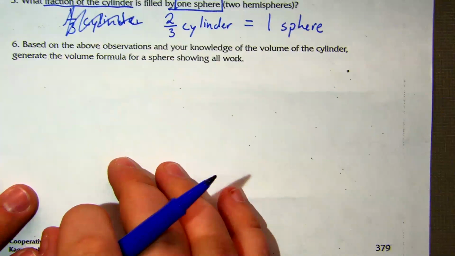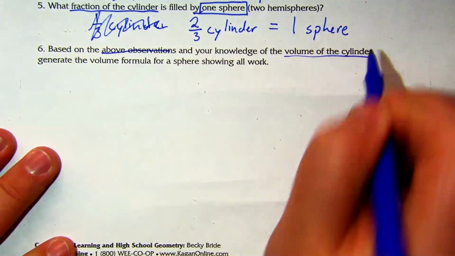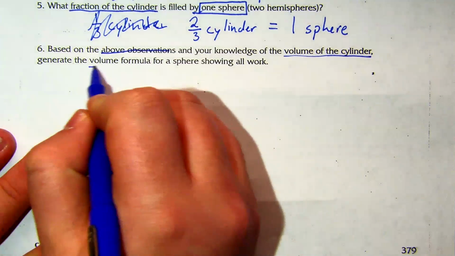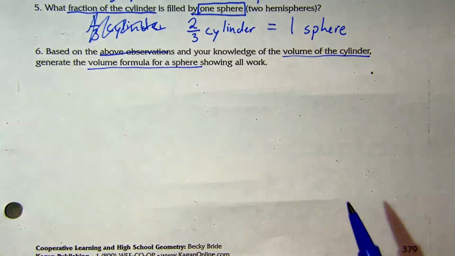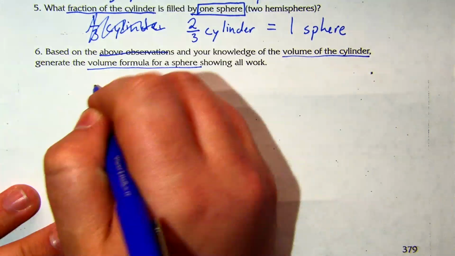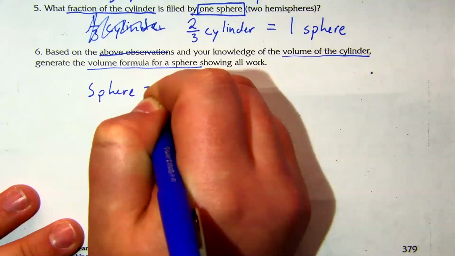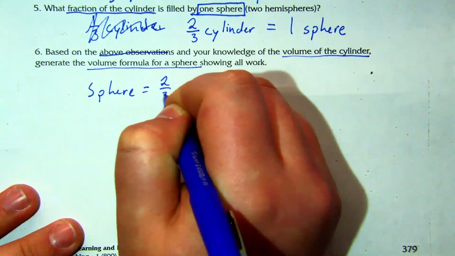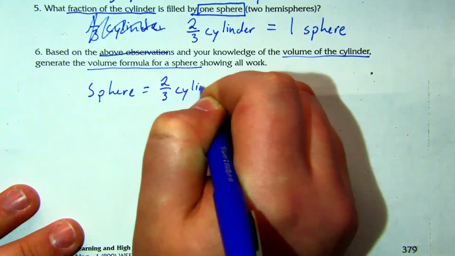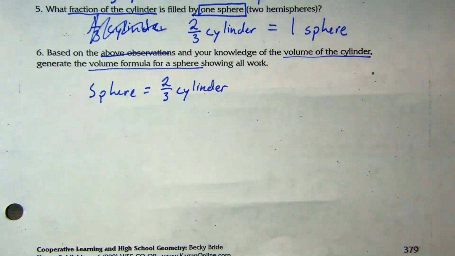Okay. Our last question, number 6. Based on the above observations and our knowledge of a cylinder's volume, generate the volume formula for a sphere, showing all of our work. So we know from question 5 that a sphere is equal to 2/3 of a cylinder. What was the volume formula we had for a cylinder? Feel free to shout it out or message it in the chat.